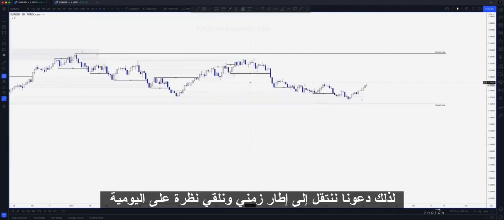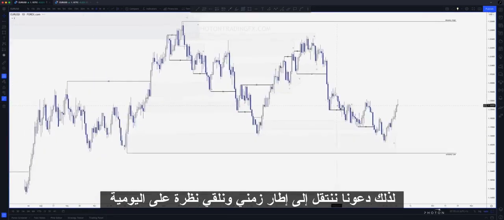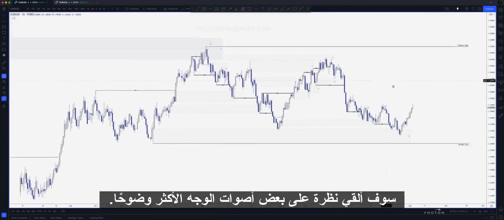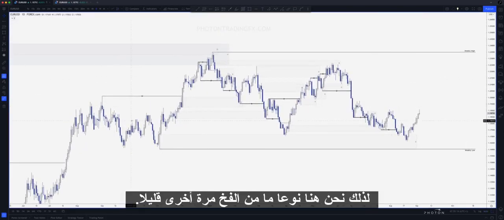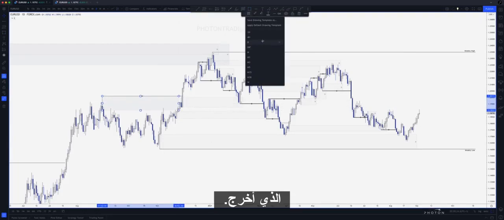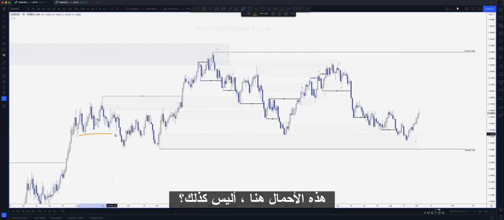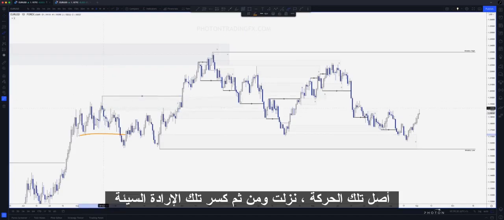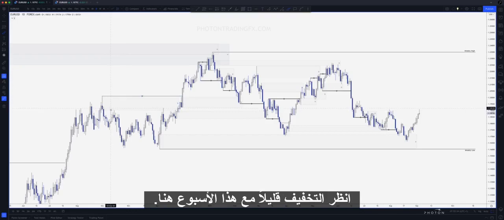So let's jump down a time frame and take a look at the daily chart. I'll look at some of the more obvious flip zones. If we track back a little bit and look at this daily supply zone that took out these lows here, it's the origin of that move that came down and then broke those lows. It was mitigated a bit with this wick here.